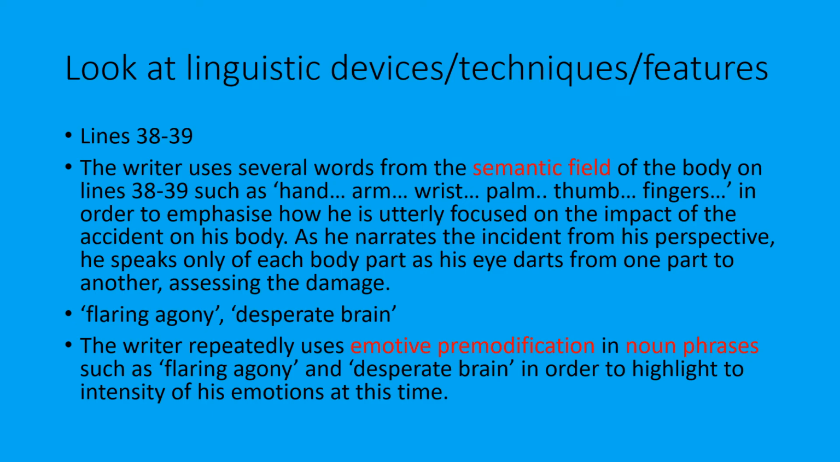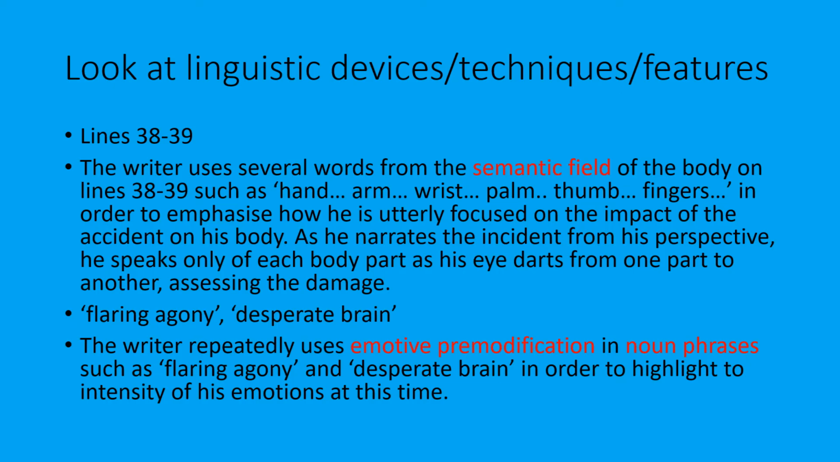Finally, you could look at the linguistic devices or techniques or features that the writer uses. Have a look, for instance, at lines 38 to 39, and you'll see that he uses several words from the semantic field of the body on these lines. He uses words like hand, arm, wrist, palm, thumb, fingers. And I think the reason why he's constantly mentioning all these body parts here is that he's emphasizing how he's entirely, completely focused on the impact of the accident on his body.